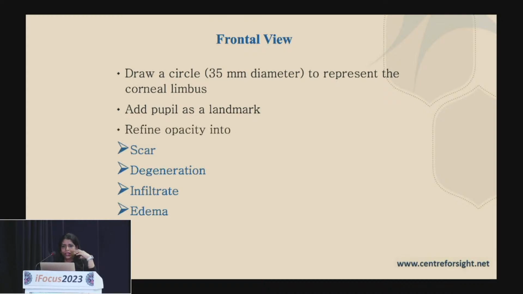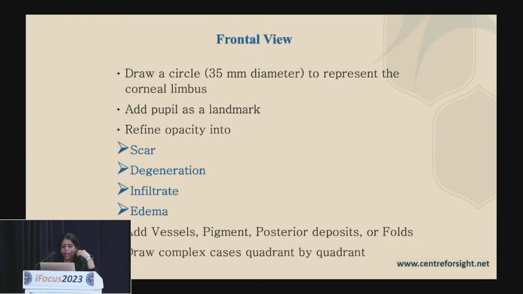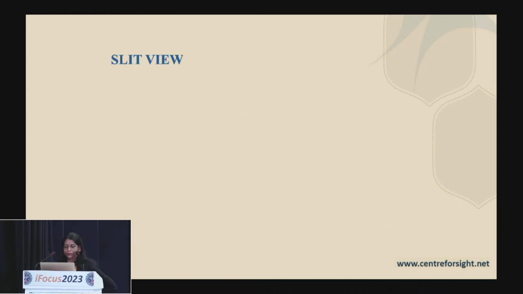Then refine the opacity. You make your main pathology like scar, degeneration, infiltrate, edema, and then draw their adjoining signs, like vessels, pigments, posterior deposits, or folds. And draw quadrant by quadrant. Finish one quadrant, whatever you can see, then go to the next quadrant so that you'll not miss any clinical finding.